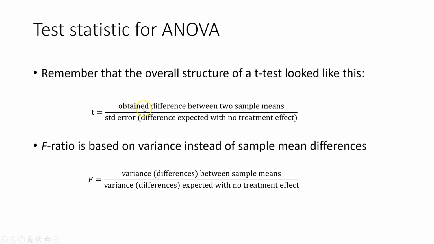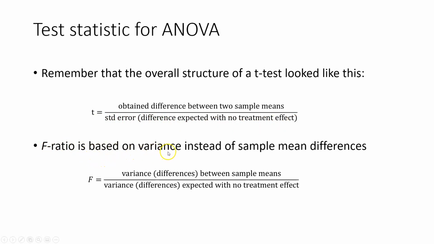And so what we're doing here when we compute the t, if you recall, is comparing the size of the difference that we saw divided by the size of the difference we would expect to see if the null hypothesis were true and the treatment didn't work, just by chance. Okay. So an F ratio is actually very similar to that.